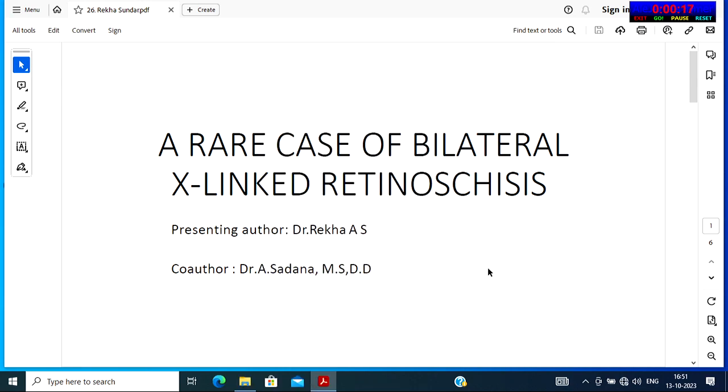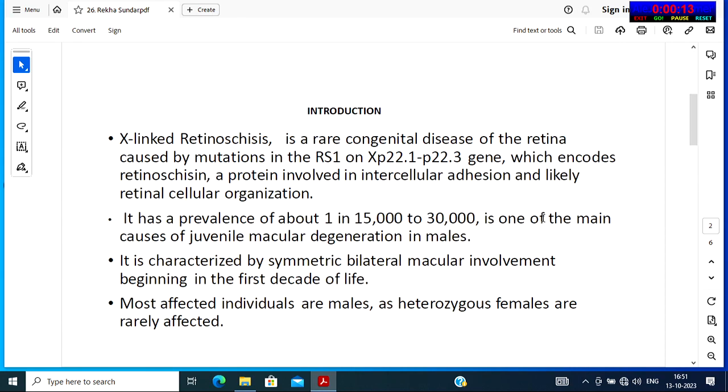Good afternoon, everyone. My topic for today is a rare case of bilateral X-linked retinoschisis. X-linked retinoschisis is a rare congenital condition of the retina due to a mutation in the gene RS1, which encodes retinoschisin, a protein involved in intercellular adhesion and retinal cellular organization.